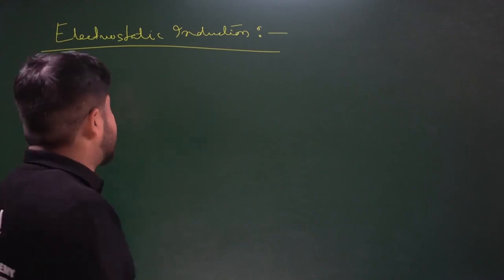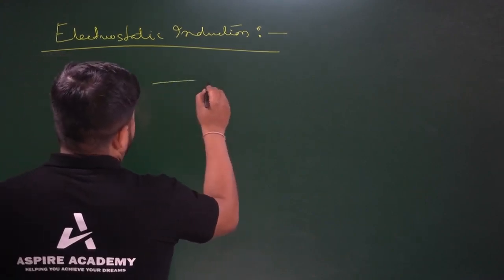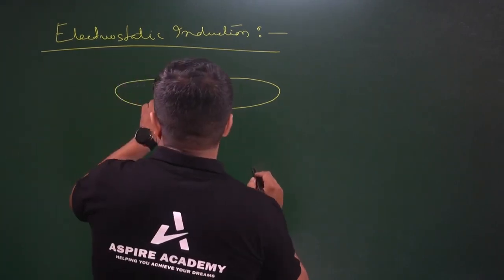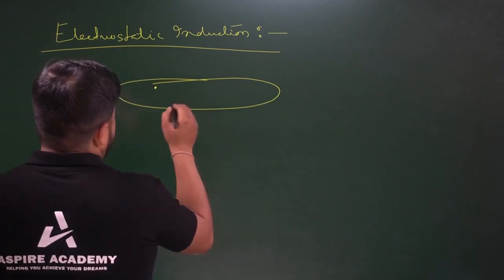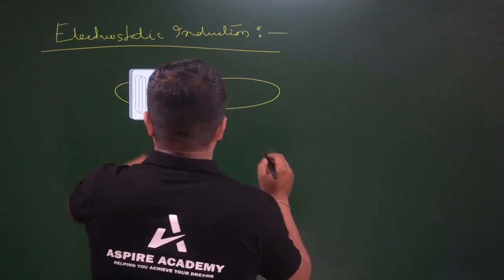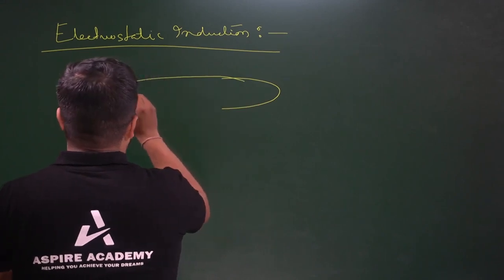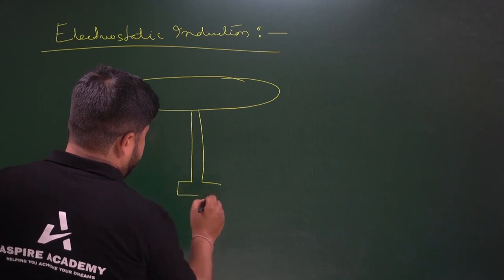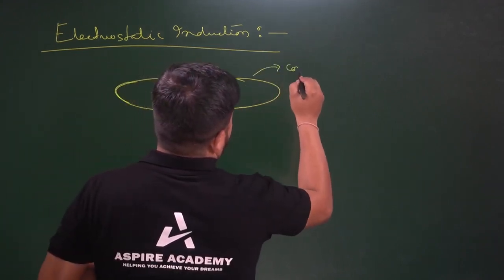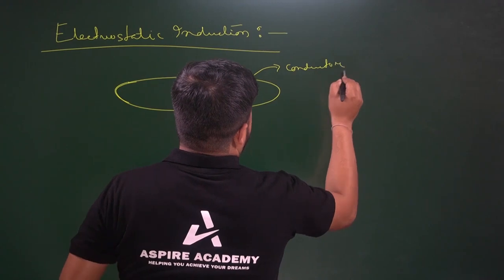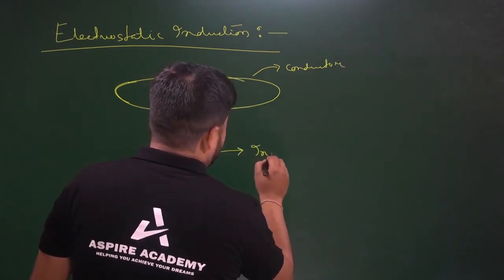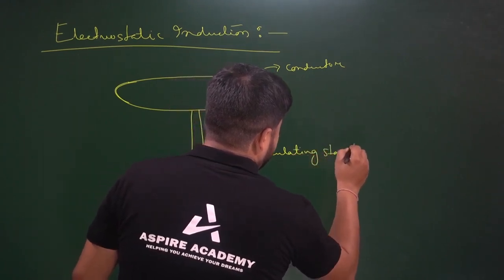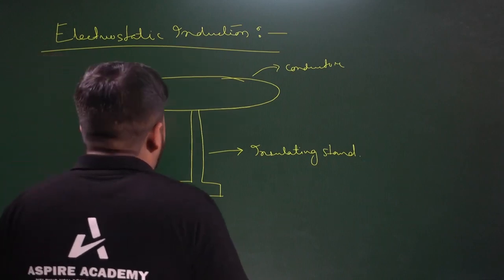So how can we do this electrostatic induction? Suppose this is a conductor, and this is an insulating stand. The conductor means what?